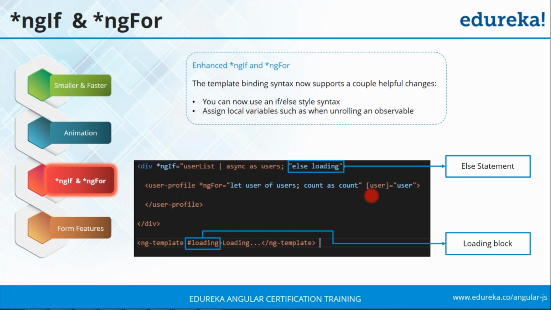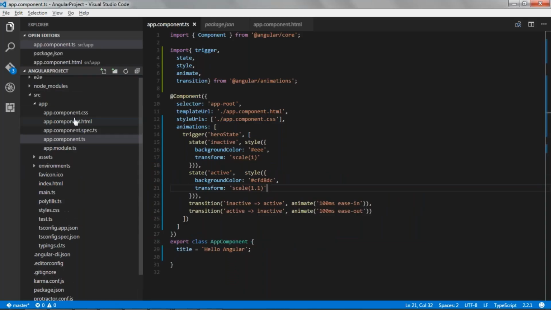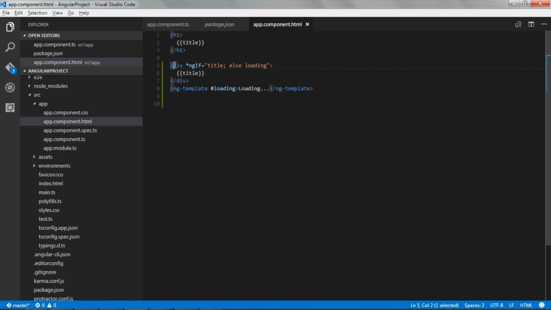So you can create local variables, as you can see in this ngFor statement. You are creating user as a local variable, or while you are using observables, you can also use a local variable to specify your observables. So let's go back to our code. I would like to show you this ngIf. Now in this template, you can see that we are using this ngIf, and this is checking for the title. If the title exists, it will print the title with the interpolation, and else if this title does not exist, it will load this loading block and it will print loading dot dot dot. So I'll save this.